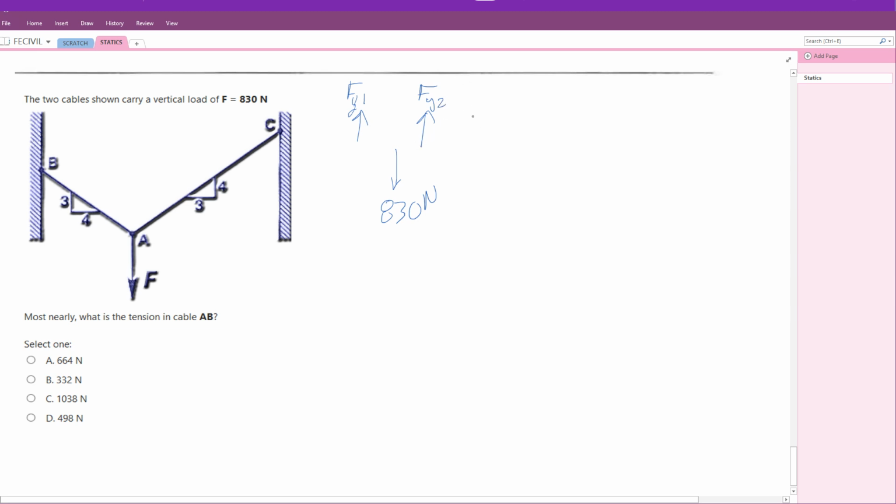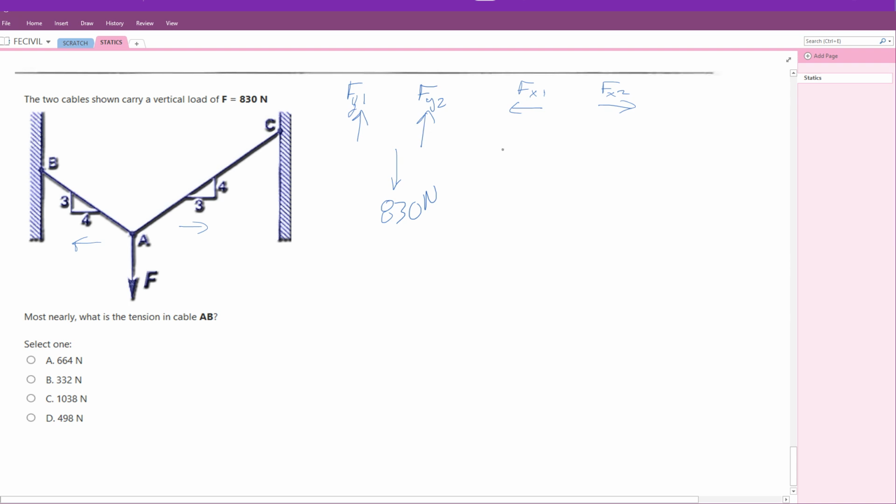And then in the x direction, we have one going this way and one going this way. I'm going to say that Fx1, just to be consistent, is going this way, and then Fx2 is going this way. So now we can just sum our forces.